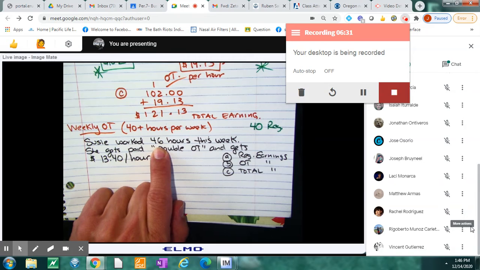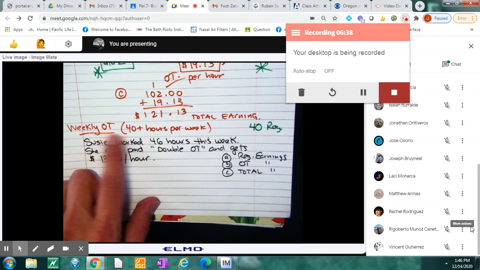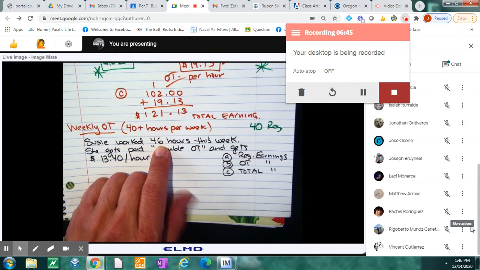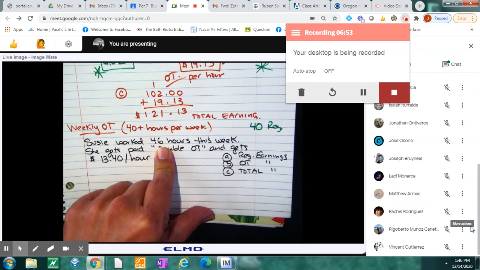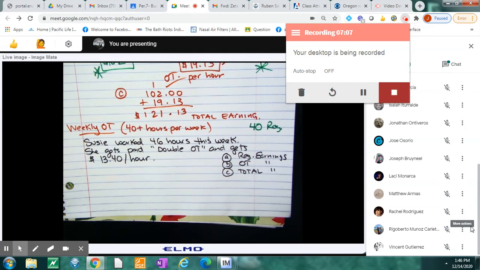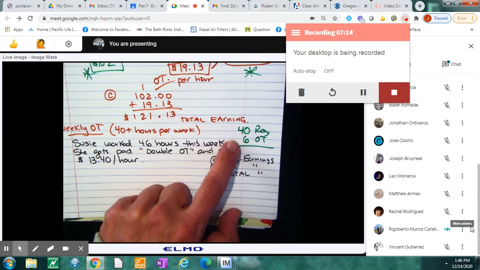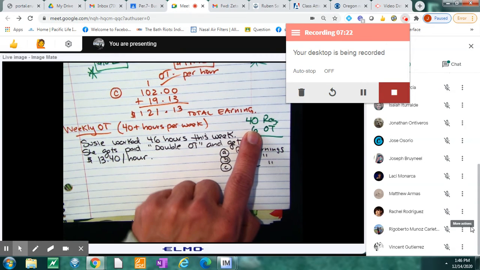If she worked 46 hours on a 40-hour weekly job, and 40 hours is regular pay, how many is overtime from the 46? Out of those 46 hours that she worked, how many hours will be considered overtime? 6? How did you get 6? You said regular was 40. So 40 plus 6 gives you the 46 hours. So you can do that first.